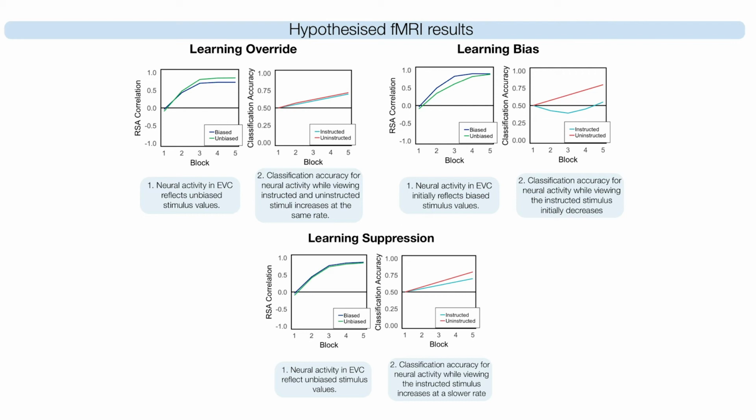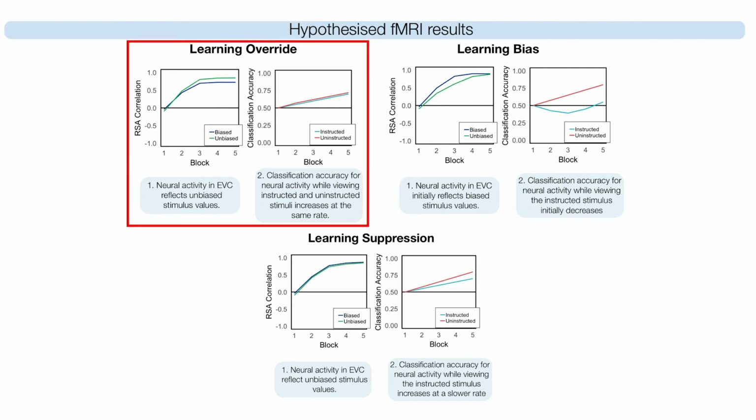Due to the pandemic, we have not been able to collect fMRI data, but I will explain the hypothetical results for the 3 competing models. In the learning override model, learning is not biased, it is overridden at choice. So learning would be equivalent for the instructed and uninstructed items. Therefore, for the pattern similarity analysis, we'd expect neural activity to correlate more with the unbiased values throughout learning. For the classification analysis, we'd expect classification accuracy for both instructed and uninstructed stimulus trials to increase at the same rate. This would suggest that subjects are learning D and F are both low value despite them expressing an instructional bias towards D in their choices.